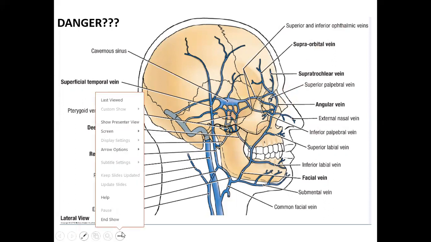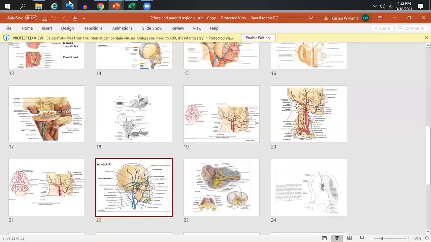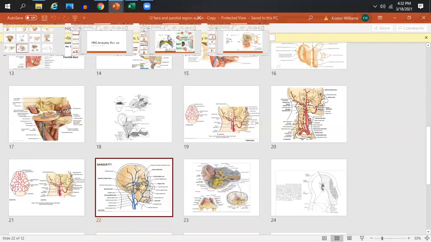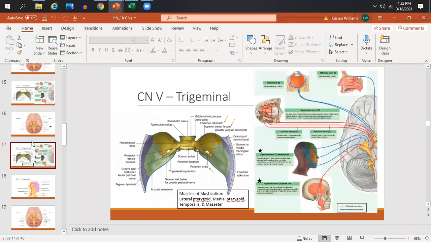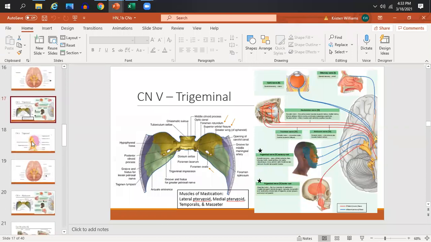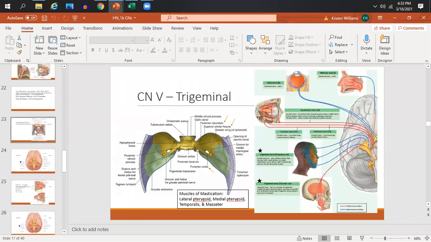To get a better idea of blood getting back into the cavernous sinus, was it on this one? Was it cranial nerves? Yeah, it was cranial nerves. Okay, I just have to find that slide again. There we go.